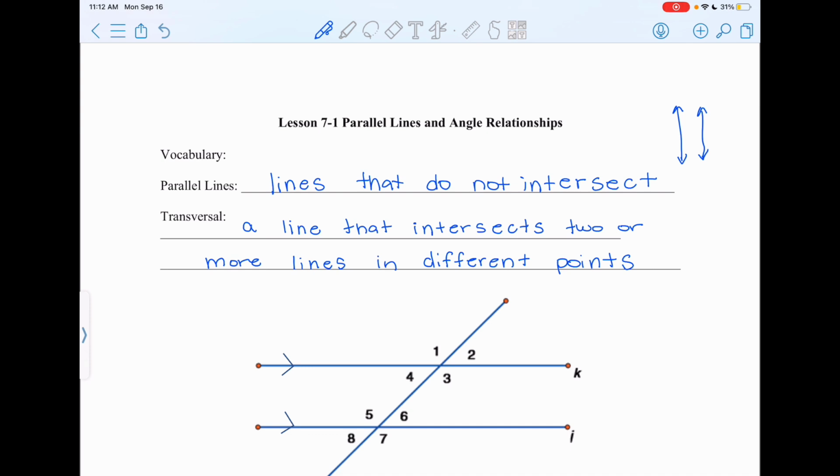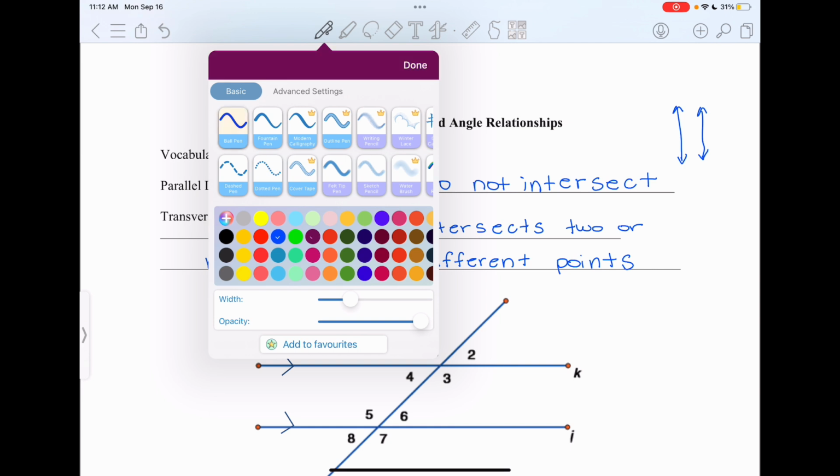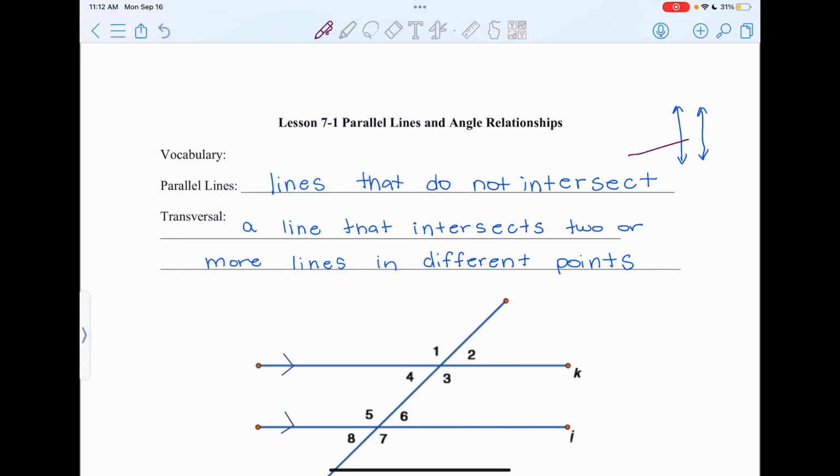And a transversal is a line that intersects two or more lines in different points. So if I had two parallel lines and a line that went through those lines, that would be called a transversal. And what we are going to talk about in this video is if we have two parallel lines and a transversal that goes between them, we create a lot of different angle pairs that have special relationships.